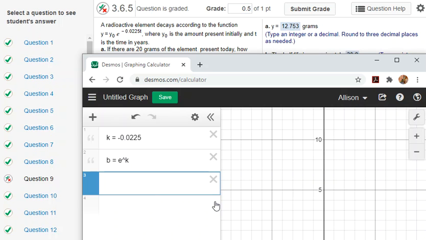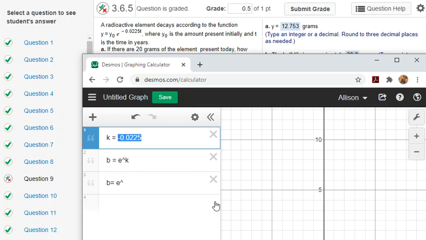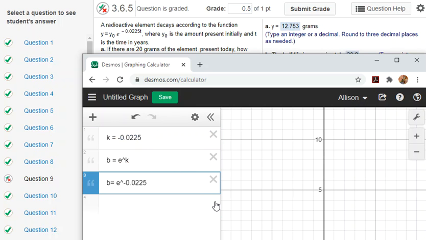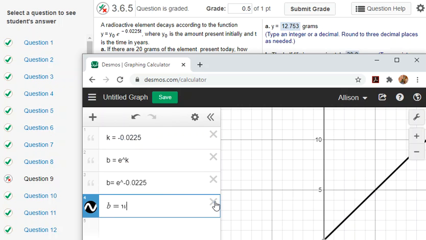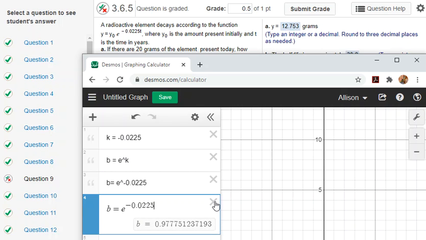So if I substitute the value k there, what I'm looking to do is b equals e to the, and I'm just going to grab my k value here. So to find b, I want to evaluate e to the negative 0.0225, and what I get for b is 0.9775. So that's exactly what I want to input for my b.